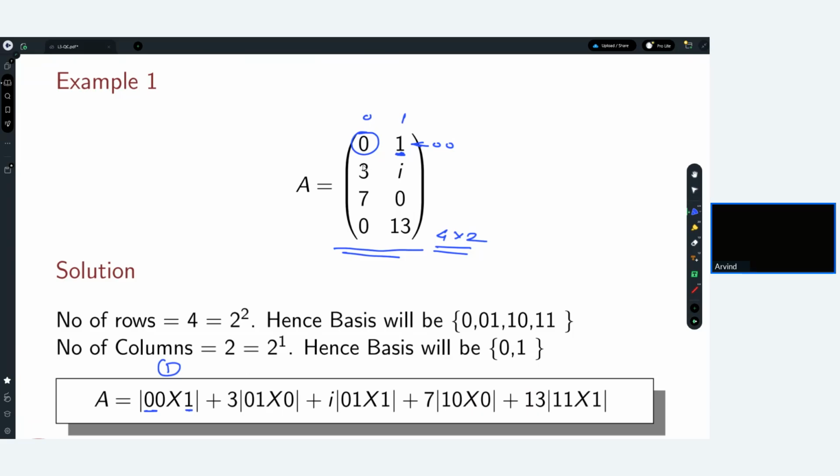Now 3 is present at the 1st row and 0th column. Similarly, I is present at the 1 row and 1 column.